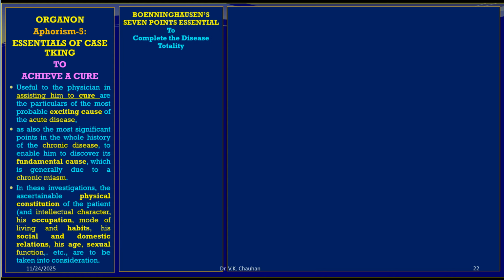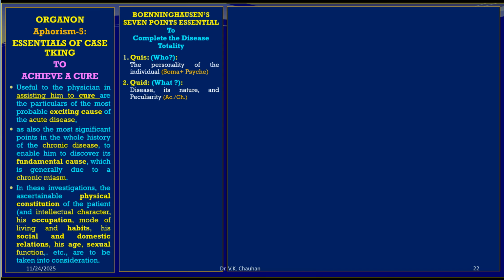Boenninghausen has given 7 points which are essential to complete the disease totality. The number 1 point is Quis. He tells us who: the personality of the individual. Let me know who is the patient. Whatever symptoms you have brought is all right, but then who you are. Who you are means your personality. Your personality, your individuality has two components, your physical attributes and your mental attributes, your desires, aversions, side affinity, thermal affinity, everything.